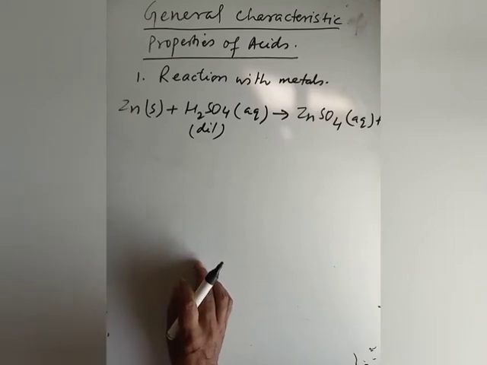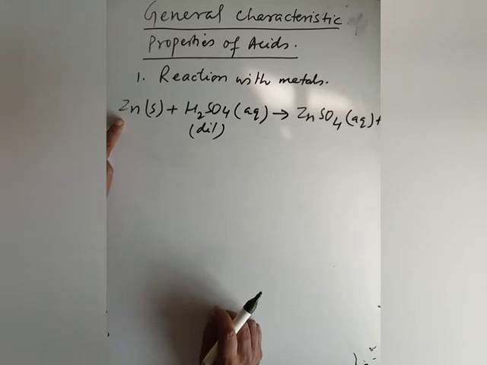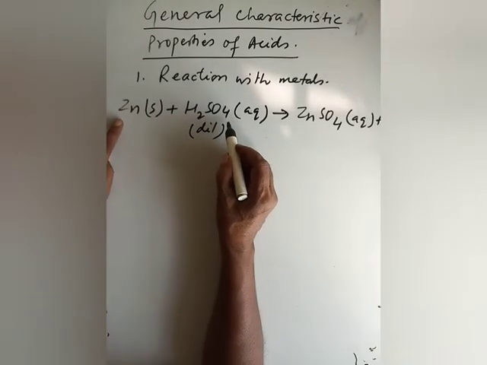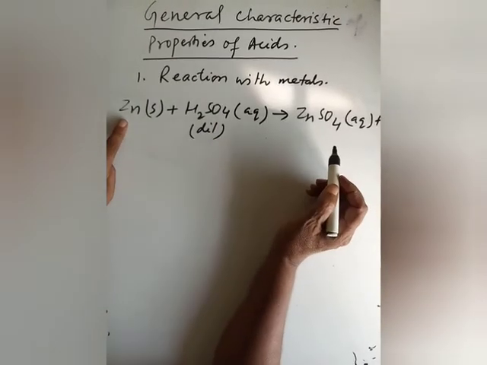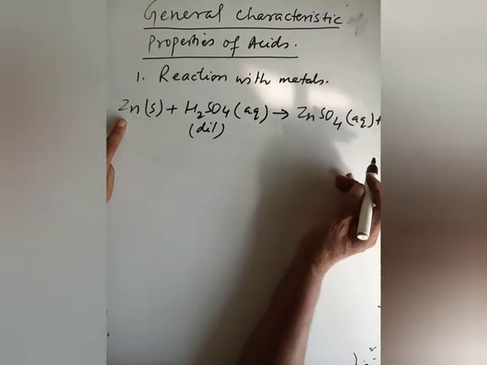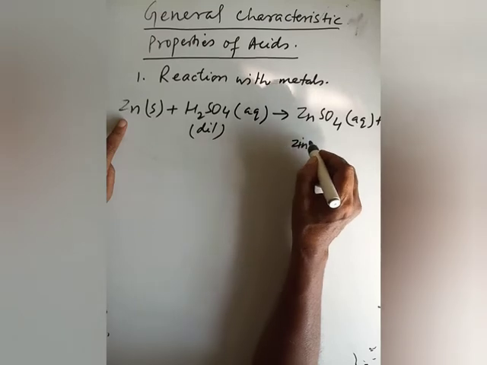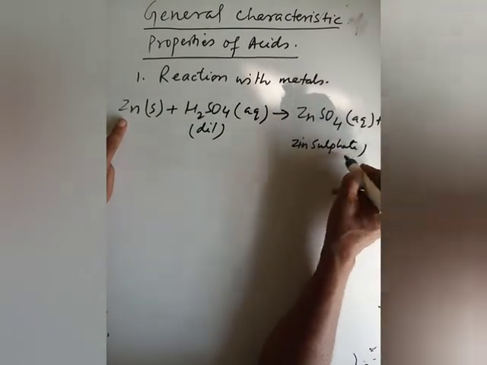Now, in this case, you know how the reaction takes place. Zinc is a metal. It forms a positive radical by losing electrons. Sulfate is a negative radical. So zinc will react with sulfate to form zinc sulfate in the aqueous form, and this hydrogen gas will be evolved. This is zinc sulfate.